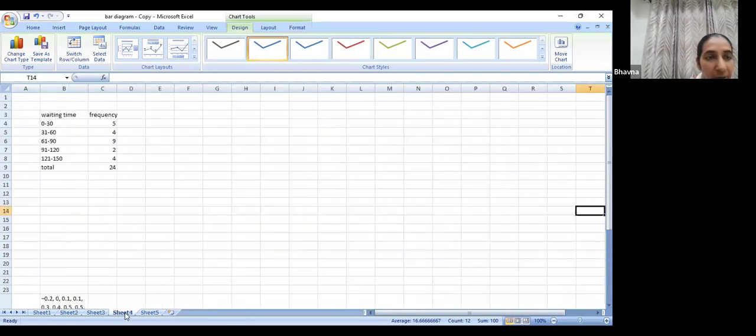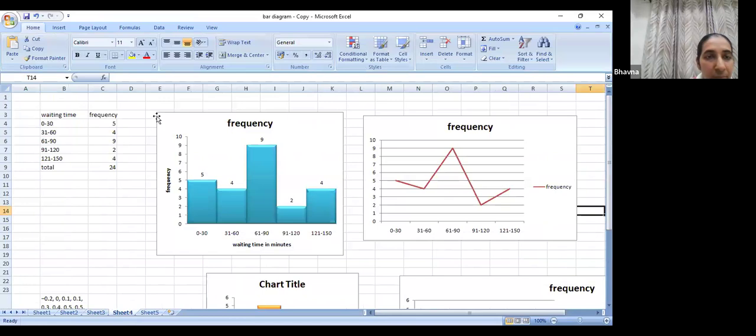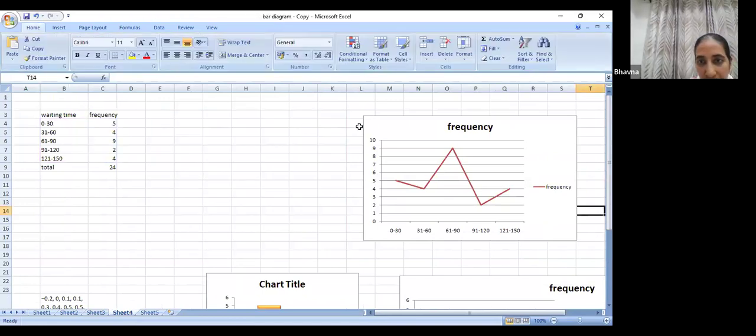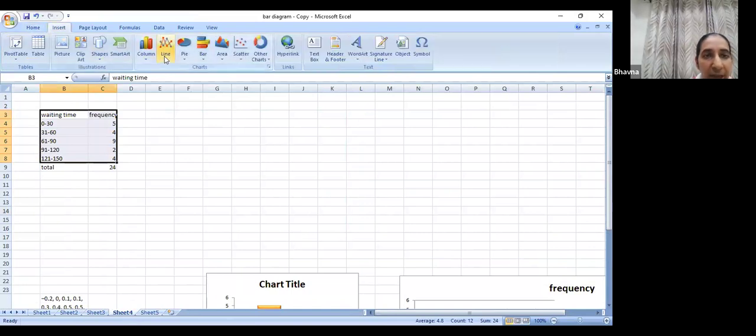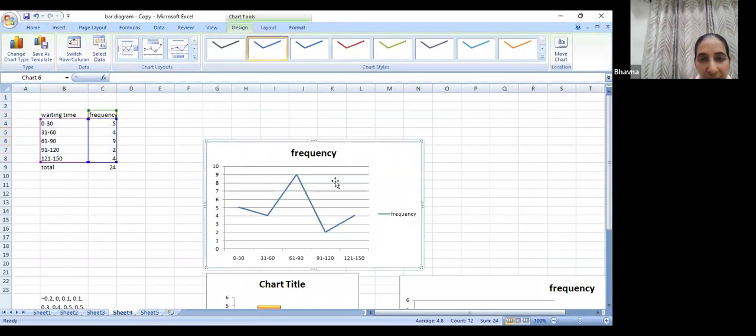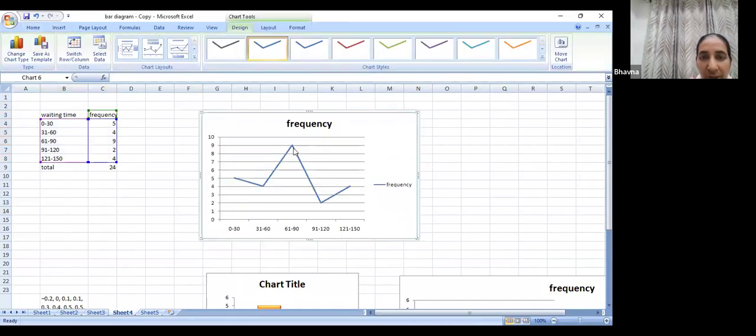Another example we'll go through. See, this is the waiting time for people outside a cardiology OPD. We go to insert, we go to line here, we click on line, and this is the line diagram, okay? It shows you the maximum frequency is 9 and maximum people waited between 61 to 90 minutes, okay? This is how you draw this line diagram.